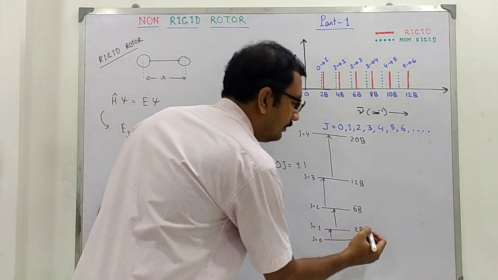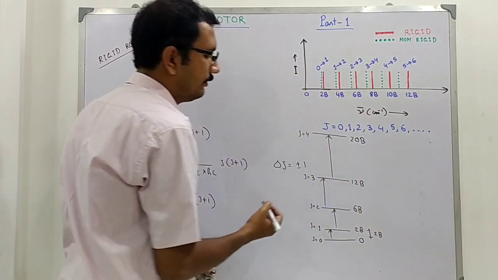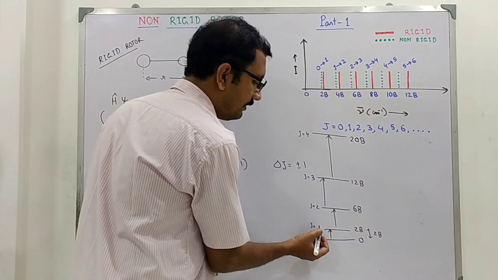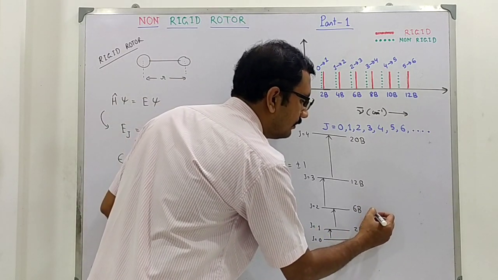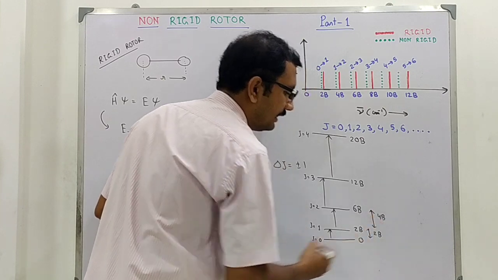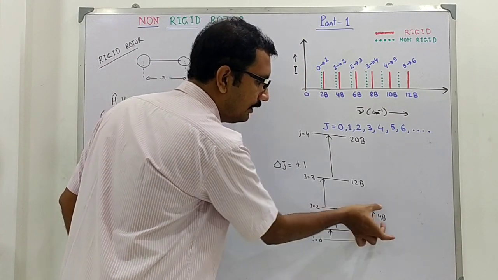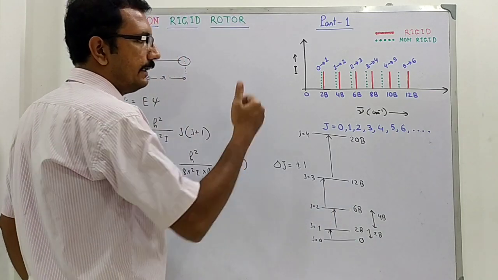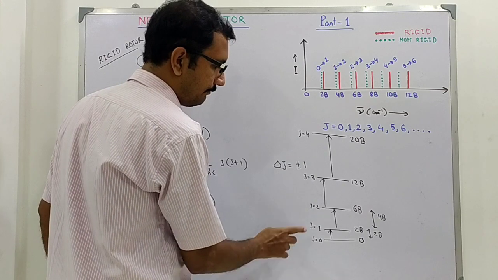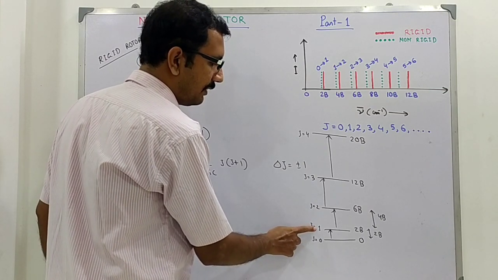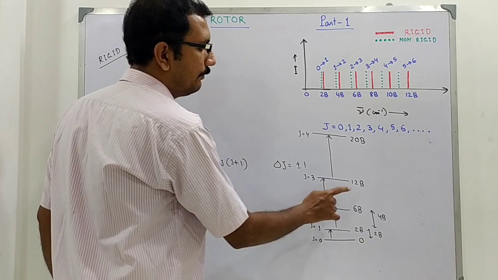Now this difference is 2B, so we get the first line at 2B. Now for the transition 1 to 2, the energy gap is 4B. See, it is 6B minus 2B, so the energy gap is 4B. So we will get the second line, which will correspond to the transition from the first excited state to the second excited state at 4B.